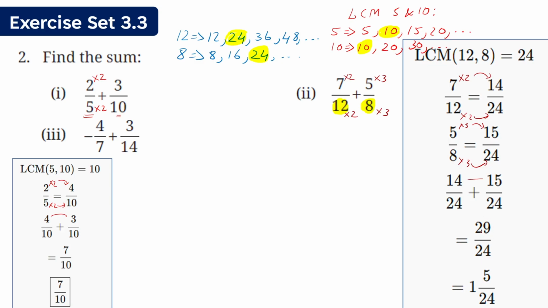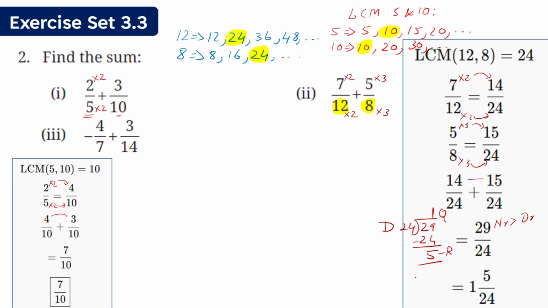This is an improper fraction, which means that the numerator is larger than the denominator. So it's always recommended that you write improper fractions as mixed numbers. How do we do that? Divide 29 by 24. 24 divides 29 just once. So if I subtract, I get the remainder as 5. So 1 is the quotient, Q. The remainder is 5 and the divisor is 24.